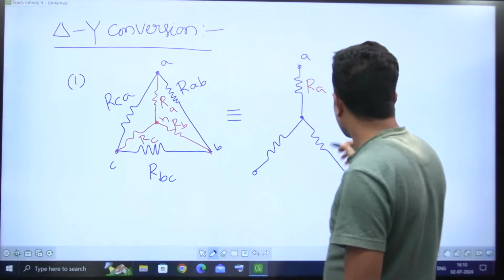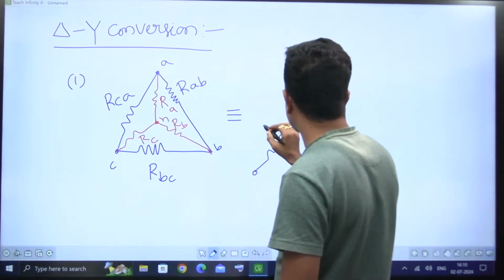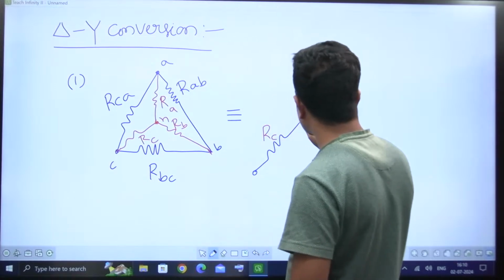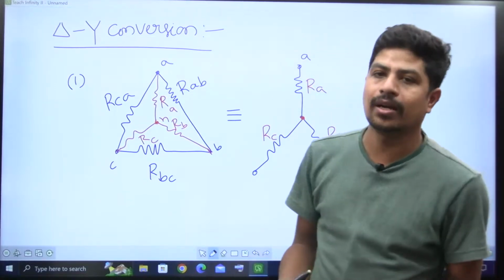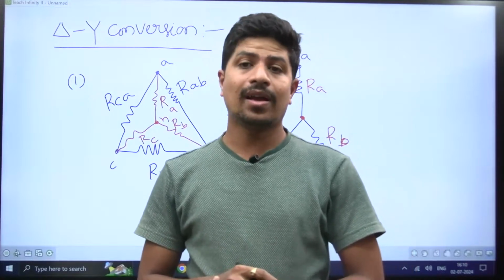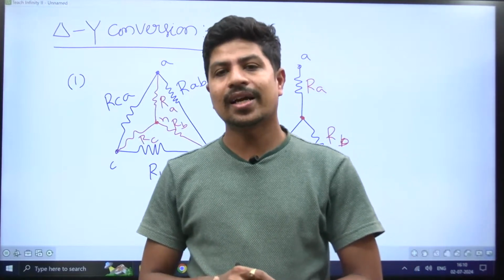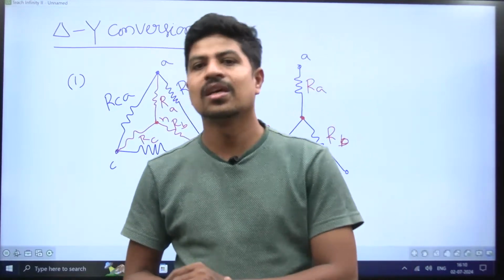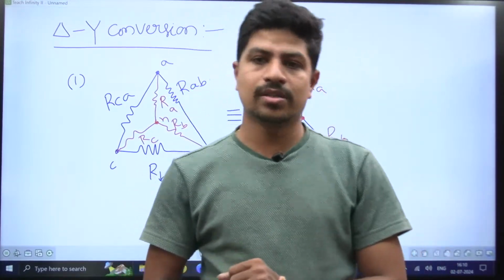If all the resistances have one end connected together, then that is called a star connection. What is a delta connection? If the ending of the first resistance is connected to the starting of the next resistance, and that way you complete the circuit, that is called a delta connection.